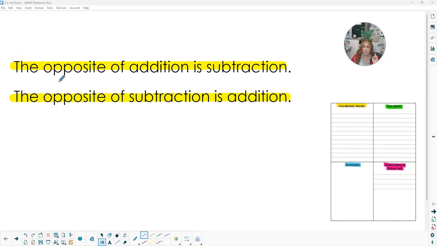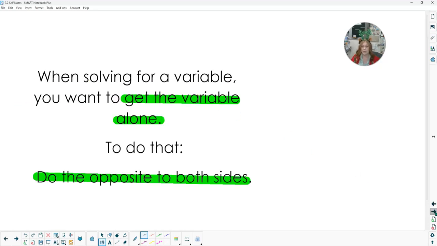So we need to remember that the opposite of addition is subtraction. The opposite of subtraction is addition. Those fact families are working together. 7 plus 3 is 10. 10 minus 3 is 7. So they undo each other.